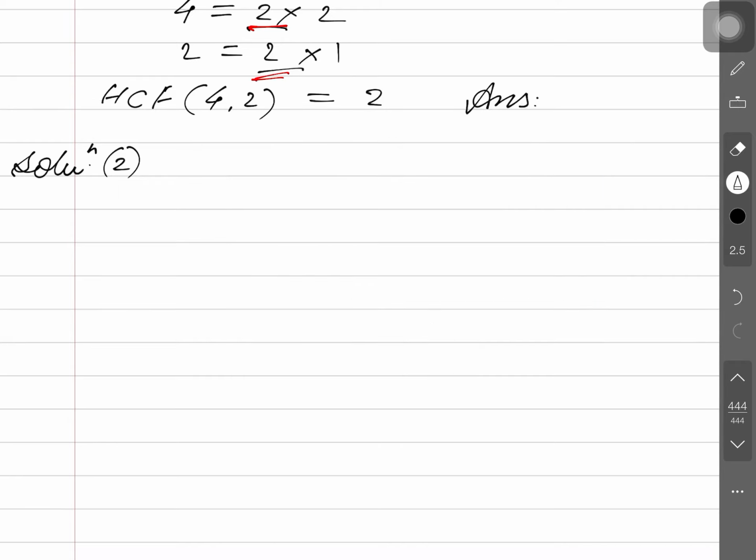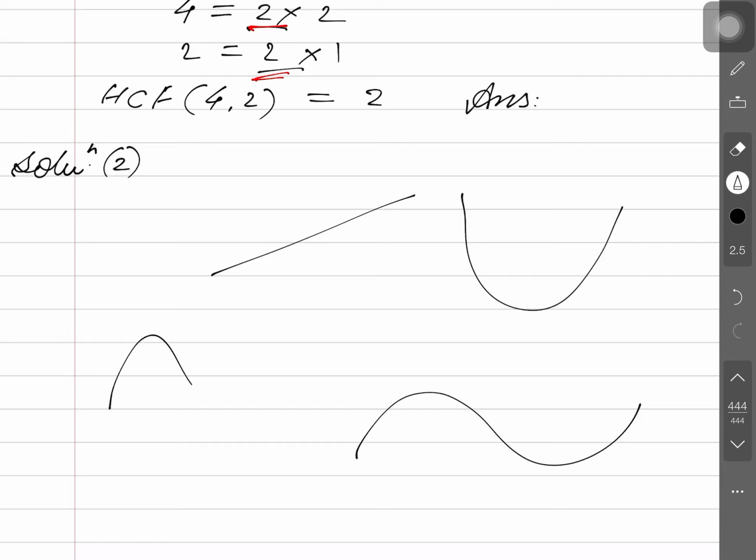So you have understood, this is a straight line curve, this is a parabolic curve, and this type of curve is a cubic curve. What is this type of curve? Please tell me. This is called a biquadratic curve. It is degree 1, degree 2, degree 3, degree 4. Just understand this.